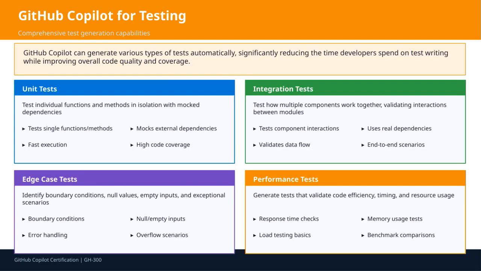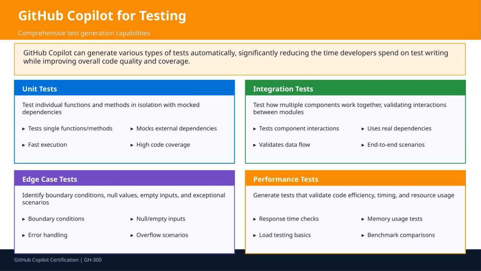GitHub Copilot offers comprehensive test generation capabilities that help developers save time and improve code quality. One of the key benefits is its ability to automatically generate various types of tests, which enhances test coverage across the board. Starting with unit tests, GitHub Copilot helps test individual functions or methods in isolation by mocking external dependencies. This allows for fast test execution and ensures high code coverage, making sure each part of the code behaves correctly on its own.